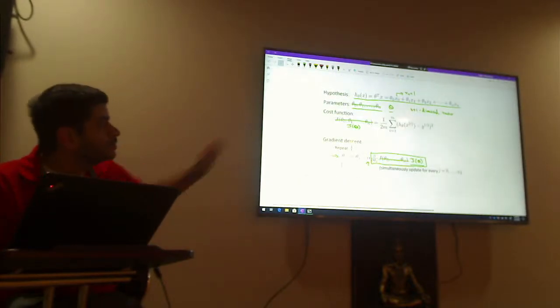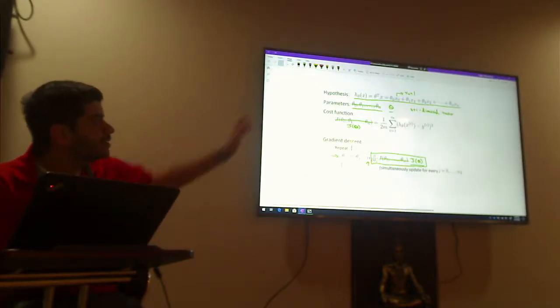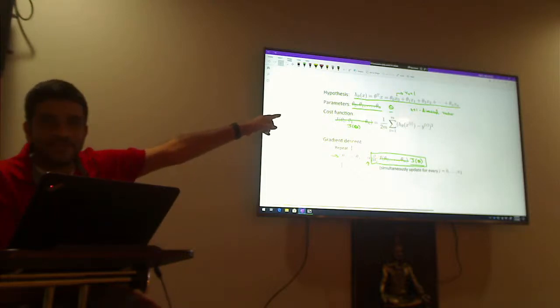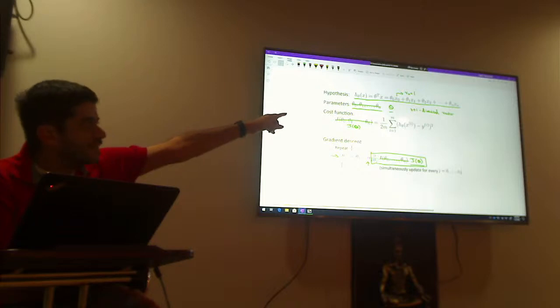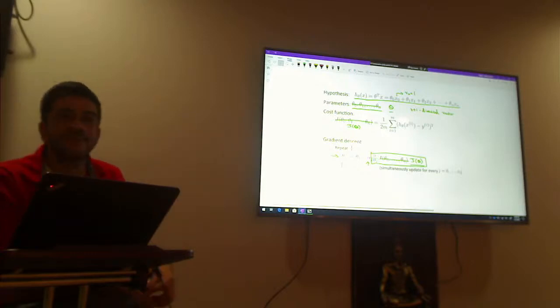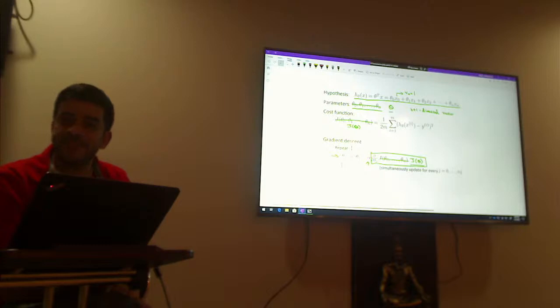Okay, so this is what we said earlier. The hypothesis h theta of x equals theta transpose x, which is equal to theta 0 x0, where x0 equals 1, plus theta 1 x1, theta 2 x2, up to theta n xn. Is that first line crystal clear? Good. So what are the parameters here?